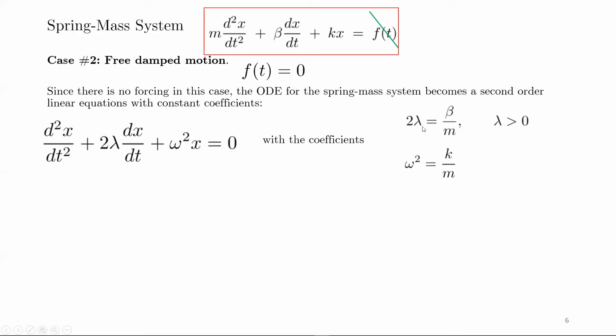Okay, so lambda has to be greater than 0. 2 times lambda equals beta over the mass. Why do I have the 2? Well, you'll see when we solve this system that the 2 just makes the mathematics a little bit easier. Okay.